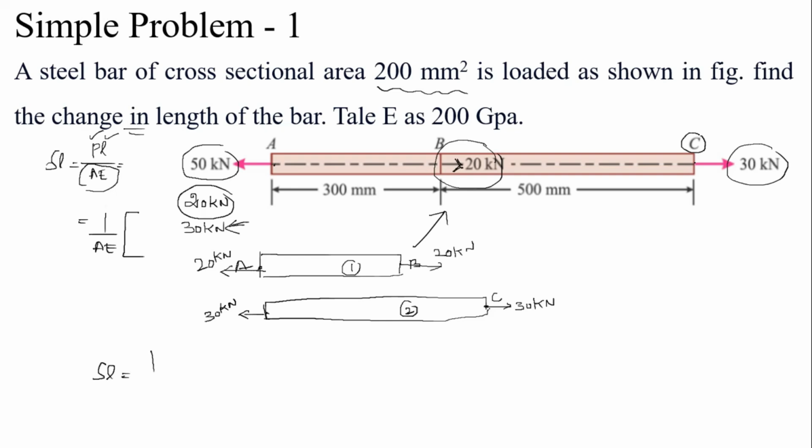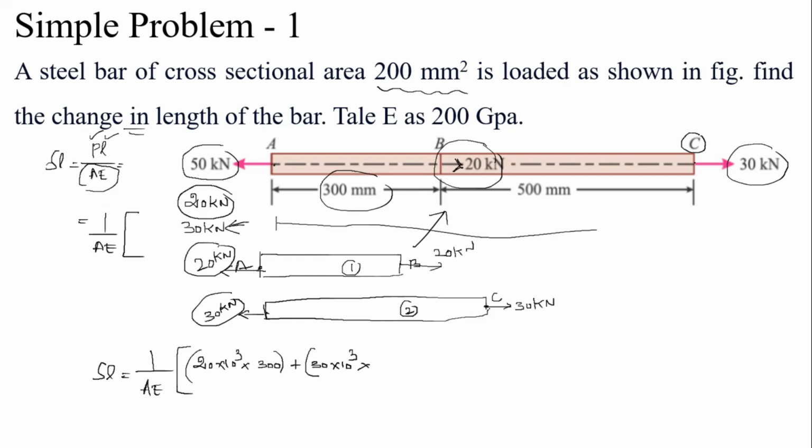So, now what is the formula? Del L is equal to 1 by AE into P1 L1, where P1 is equal to 20 kilonewton. So, 20 into 10 to the power of 3 into L1, and what is the length? 300 mm, right. This is the first term, plus the second section, P2 L2, where P2 is equal to 30 kilonewton, 30 into 10 to the power of 3 into L2, and L2 is the length of AC, which is equal to 500 plus 300, which is equal to 800.